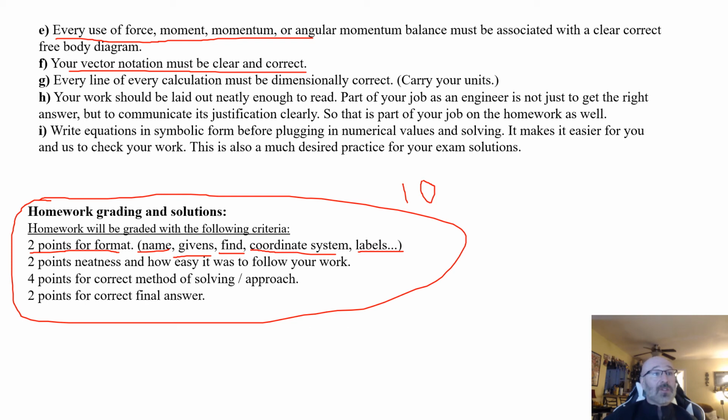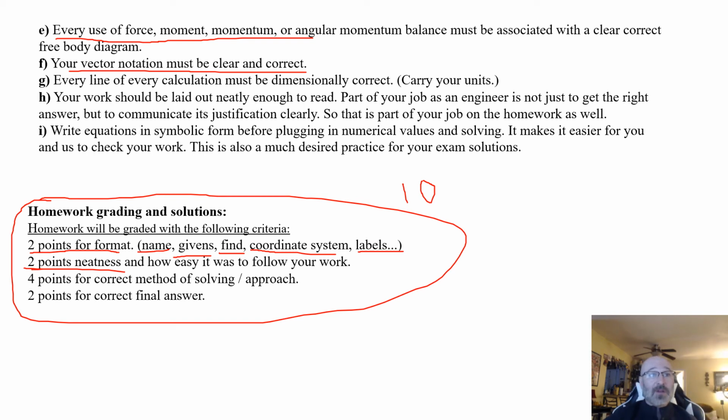The next 2 points are for neatness. How easy is it for someone else to follow through your work? As the grader's reading through this, it is going to be up to the grader's discretion. How easy is it for them to follow your work? Is it stuff all over the place in a jumble and hard to read your handwriting, or did you take the time to write it out neatly, type it out, whatever it may be, leave space in between with easy steps to follow, putting little notes on your thought process as you're going through your solution.